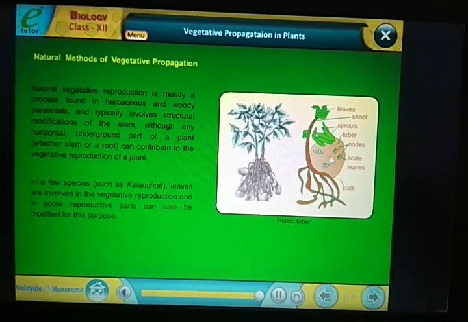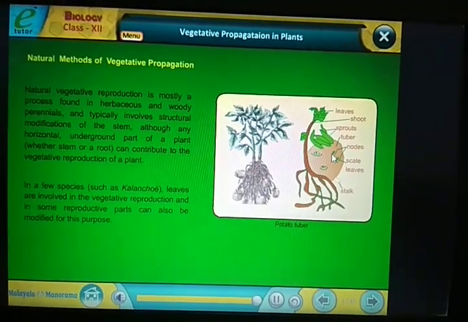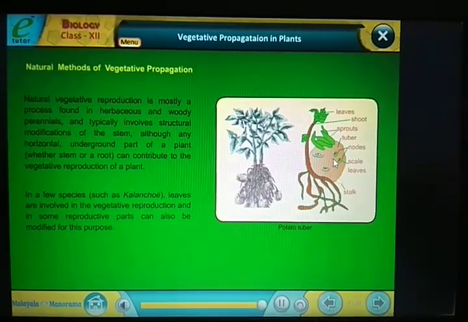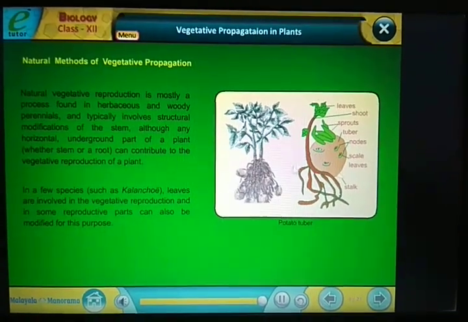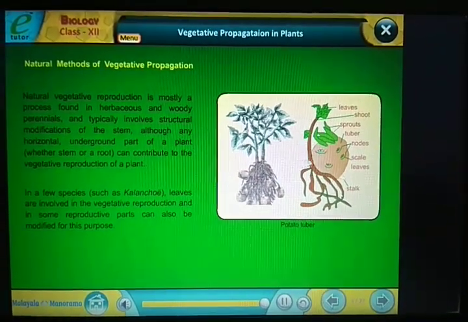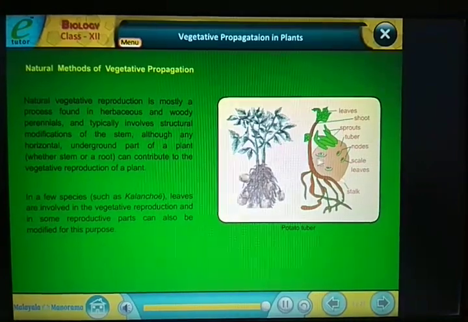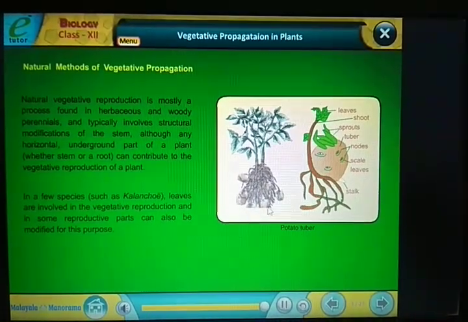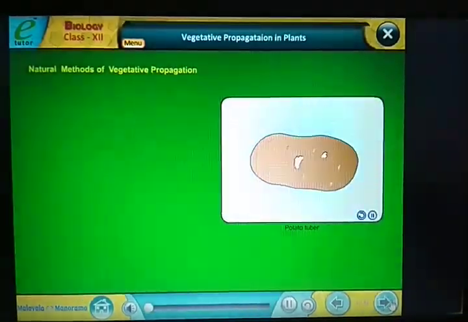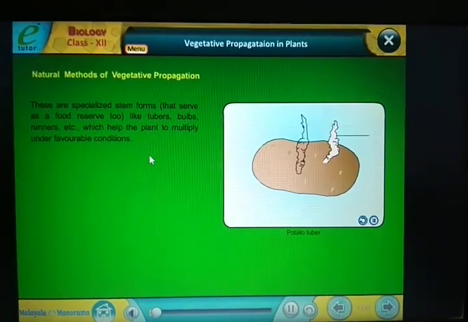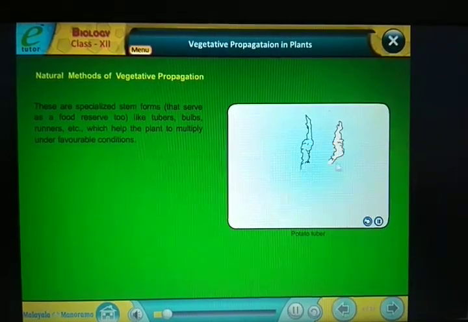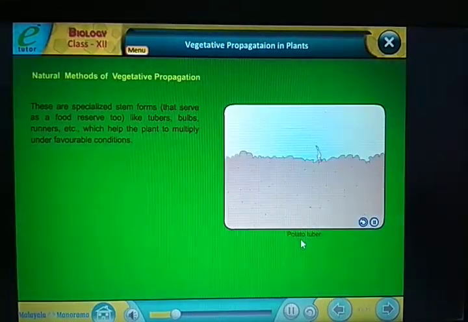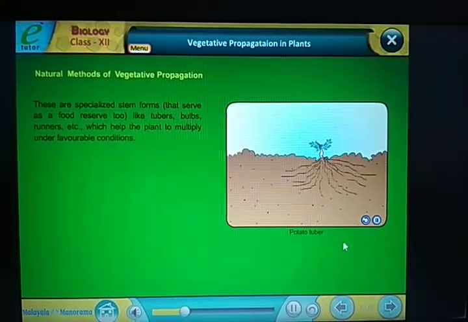In the potato, the main structures are the eye buds, and these eye buds help to propagate new plants. Whenever a piece is cut from this part, it develops into a new plant; this is also called bud formation. This is most common especially in potato. The next slide lists specialized stem forms like tubers, bulbs, runners, etc., which help the plant to multiply under favorable conditions.